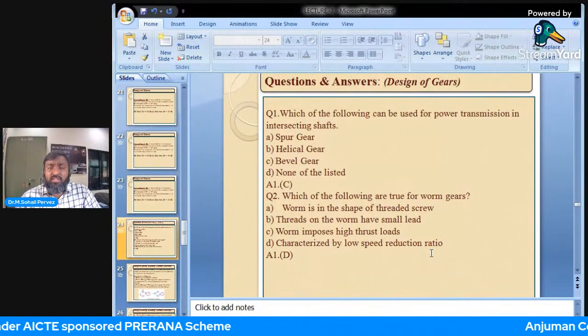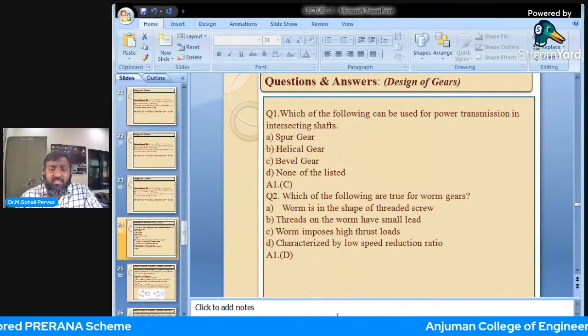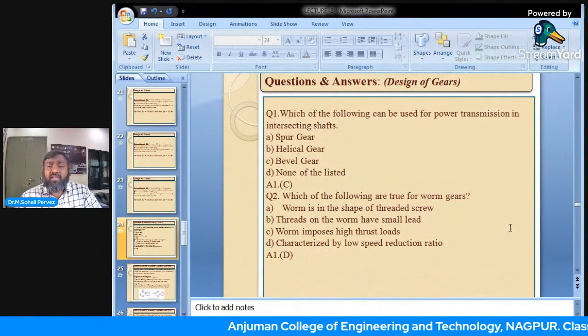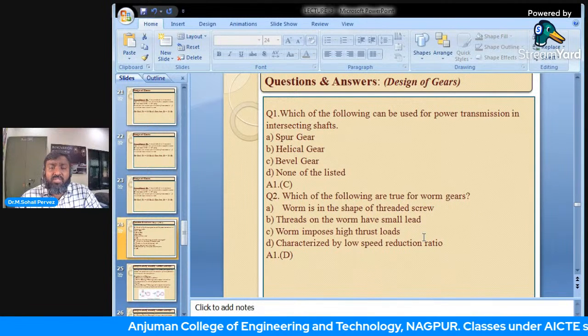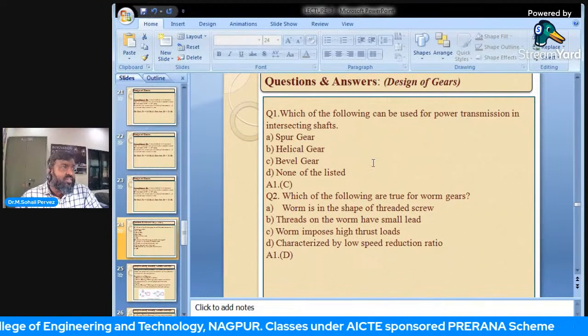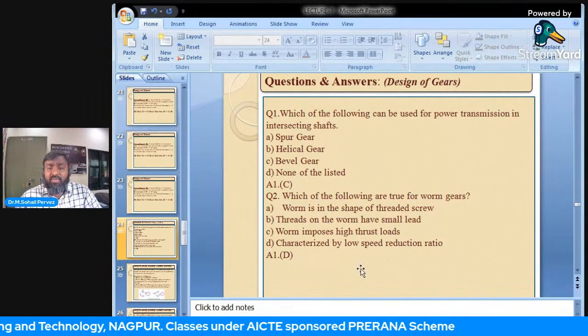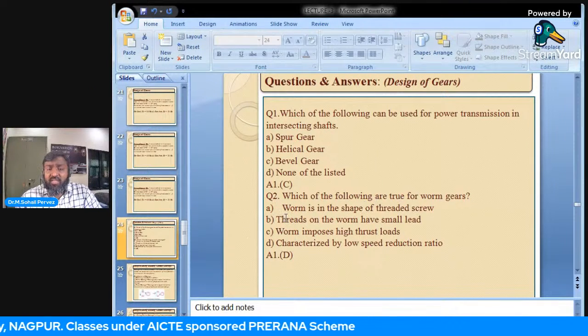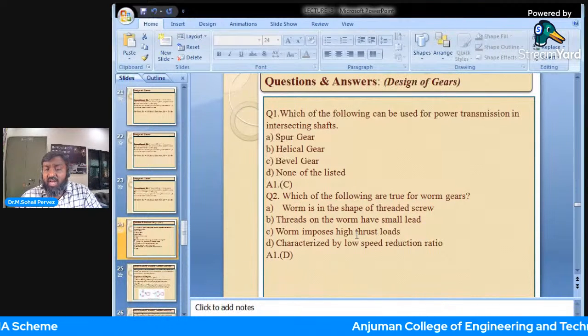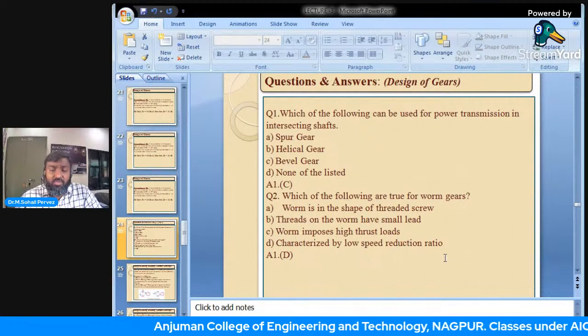A simple question on the consideration of gears: which of the following can be used for power transmission? Intersecting shafts. If the axes of the shafts are intersecting, then bevel gears are used. Which of the following are true for worm gear? The worm is in the shape of a threaded screw. The thread on the worm has a small lead. The worm imposes a high thrust load and is characterized by a low speed reduction ratio.